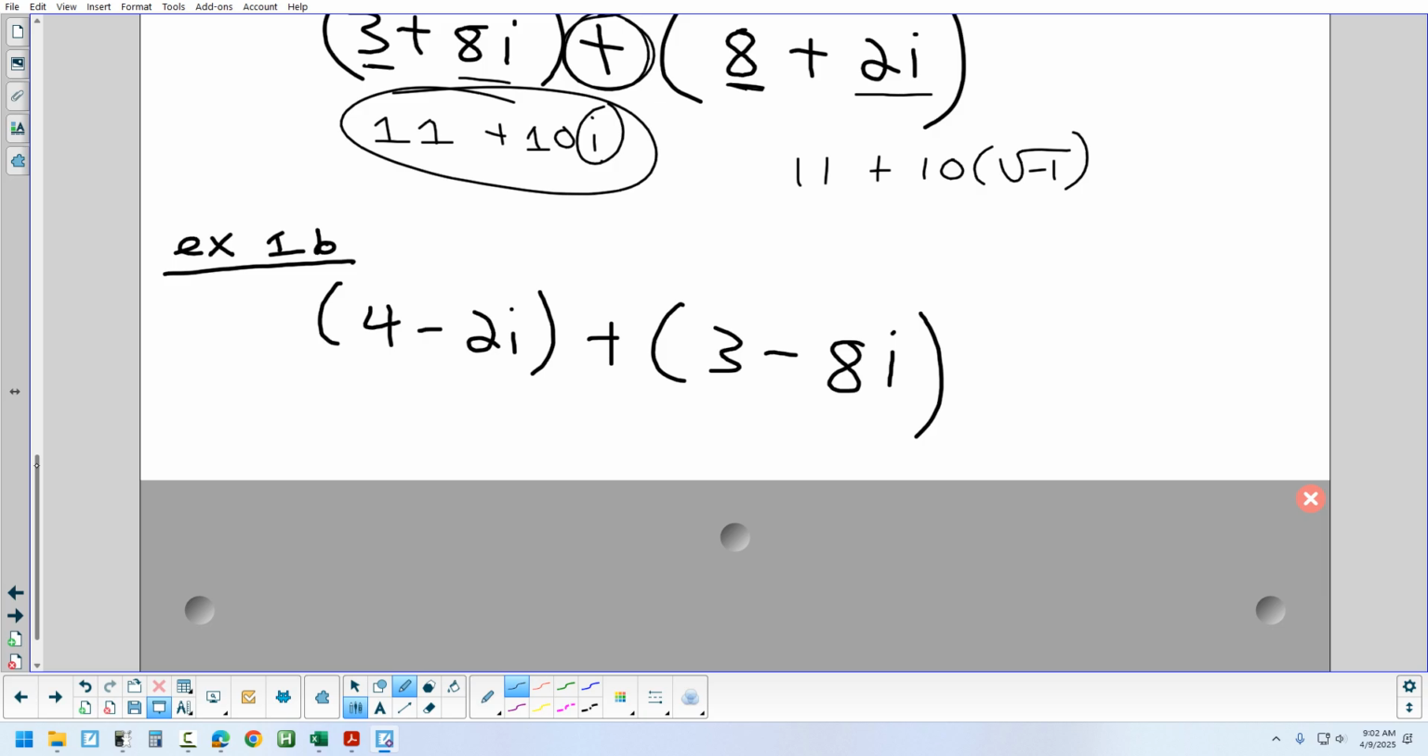What's going to be the real part when we combine these together? You get a real part of 4, you get a real part of 3. 4 and 3 added together gives you 7. How about the imaginary part? -2, -8, and the operation is addition. -2 plus -8 is -10, and what do we have to put next to it? i.